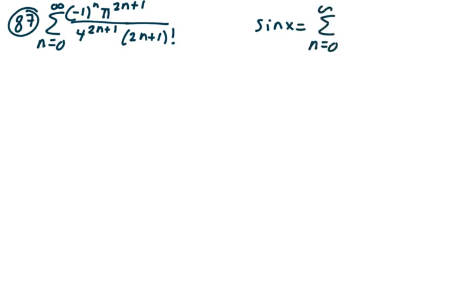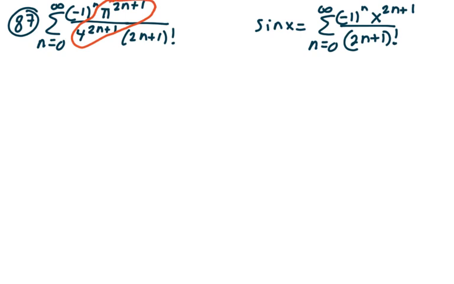So this is the summation from n equals 0 to infinity of negative 1 to the n, x to the 2n plus 1, divided by 2n plus 1 factorial. So if we really watch this, I'm watching pi to the 2n plus 1 divided by 4 to the 2n plus 1. Because remember, pi to the 2n plus 1 divided by 4 to the 2n plus 1 is pi over 4 to the 2n plus 1.